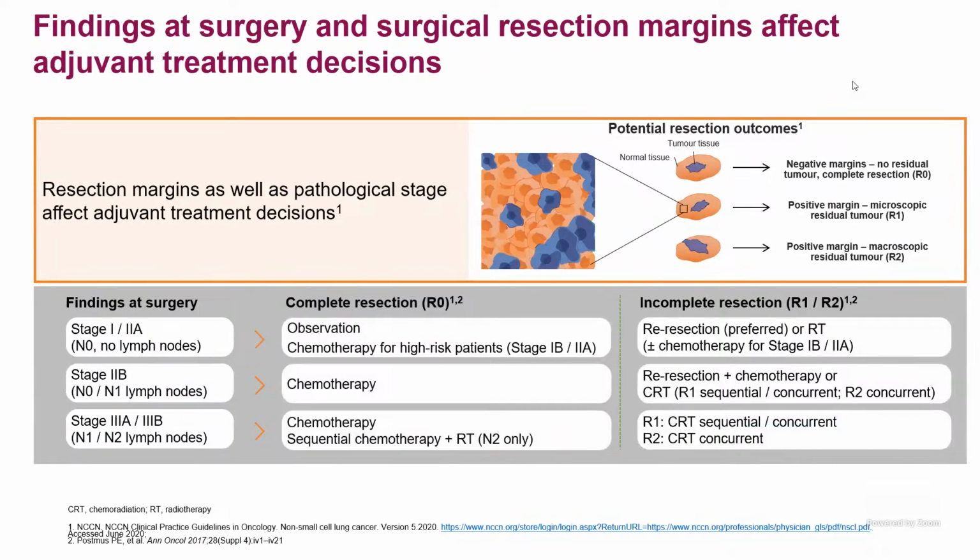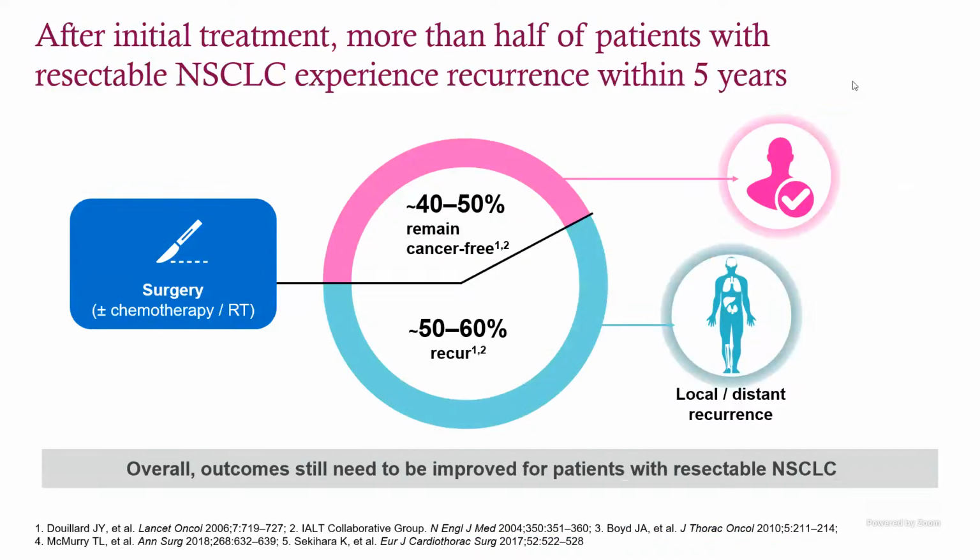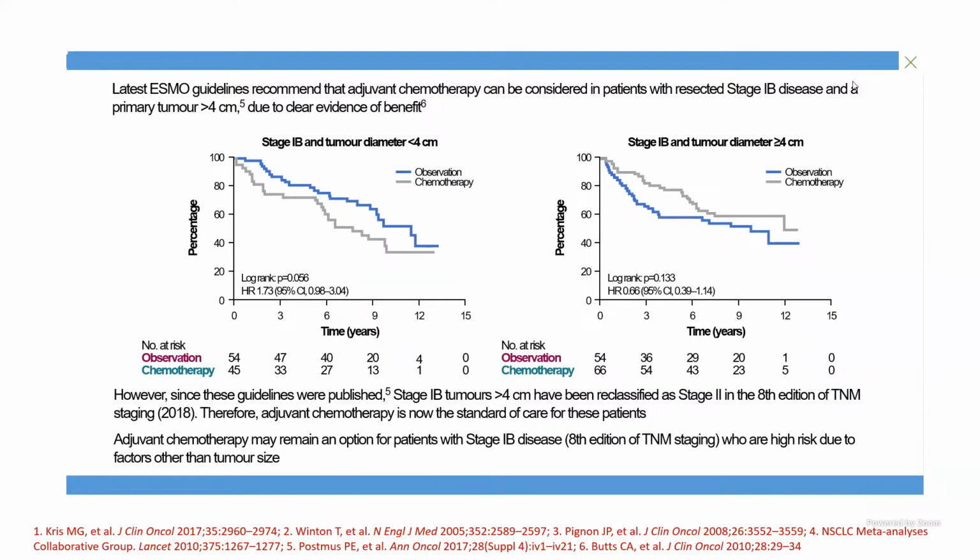Findings at surgery and resection margin also affect the adjuvant treatment decision. As we know from the Lung ART trial, if the margin is positive, we need to consider adjuvant radiotherapy because it reduces the risk of local recurrence. But after initial management of patients with resectable non-small cell lung cancer, there is about a 50 to 60% chance of recurrence even after surgery. And that's why adjuvant therapies are important.